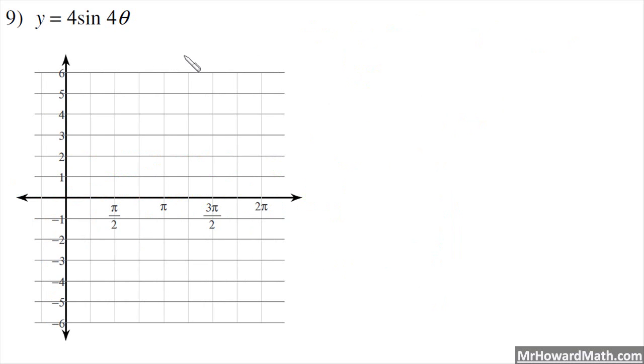All right, last one here, 4 sine 4 theta. So we've got a lot going on here. We need to identify the major components. Period is 2 pi over b. So the b value for us is always sandwiched in between either sine or cosine and your theta value. So that would be 4. So 2 pi over 4 reduces to pi over 2.